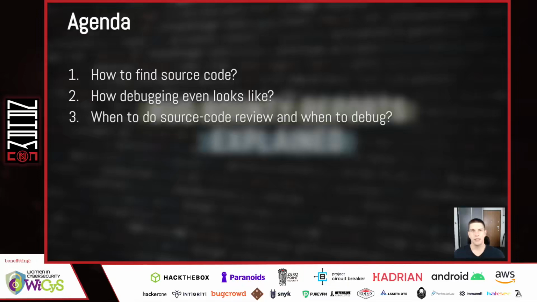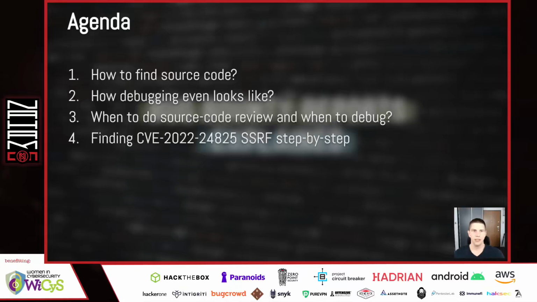Then in the third step, I will tell you my approach to when to do static source code review, when to run the application, and when to have a proper debugging setup. And finally, we'll go through an actual bug, how I found step by step an SSRF in a Smokescreen tool. And finally, I will tell you where to start reviewing the code and debugging the code, because you may hopefully want to do this after this presentation.